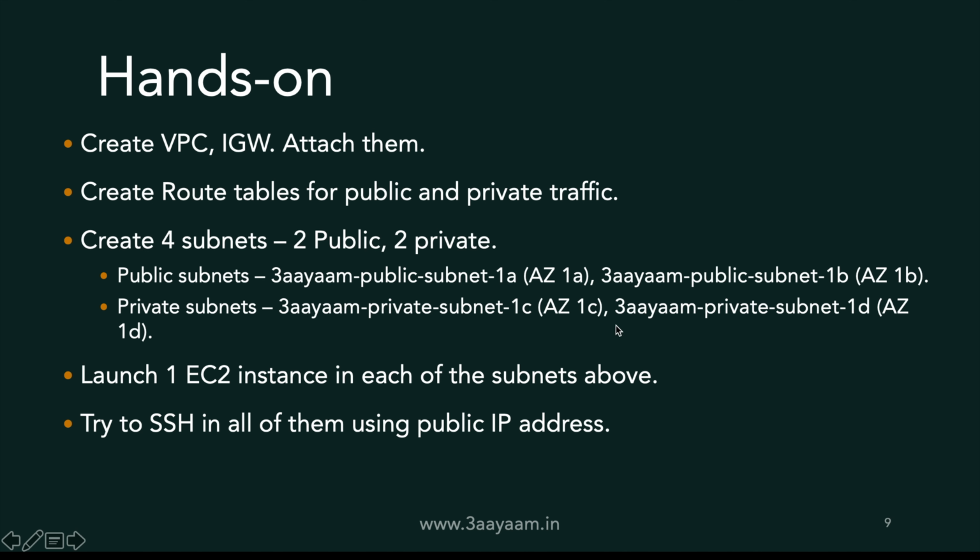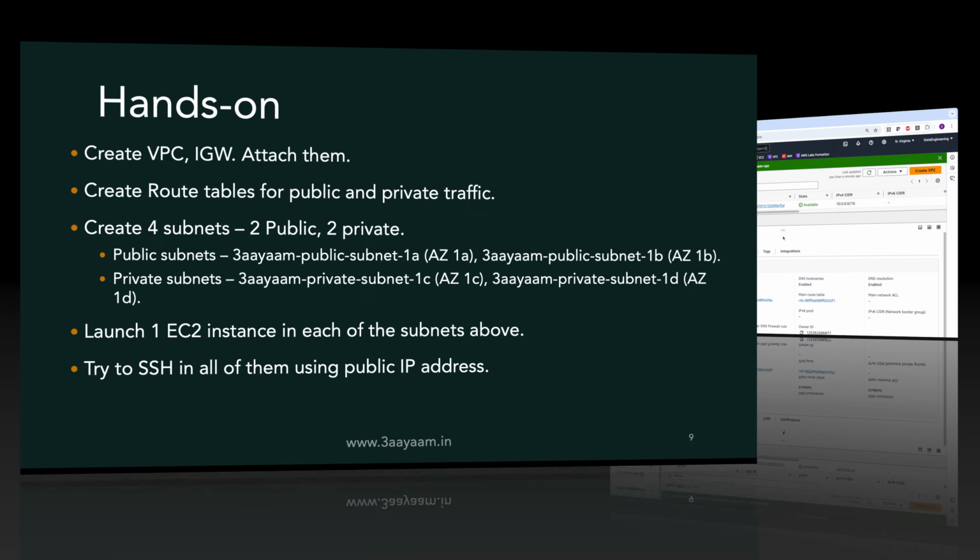So we'll be launching 4 EC2 instances and then I'll try to SSH in all of them using the public IP address. So how do we get the public IP address? I have already shown you that when you launch an EC2 instance, in the network section, you can actually mention auto assign public IP. You can enable that. So if you enable auto assign public IP, you get public IP address for free. So let us go ahead and do that and execute this hands-on.